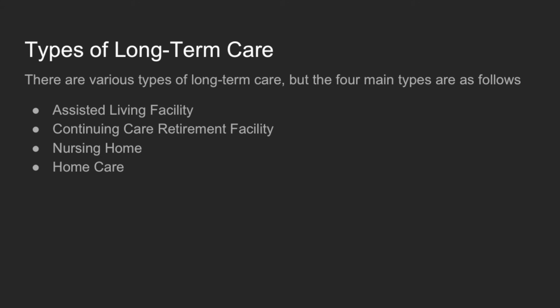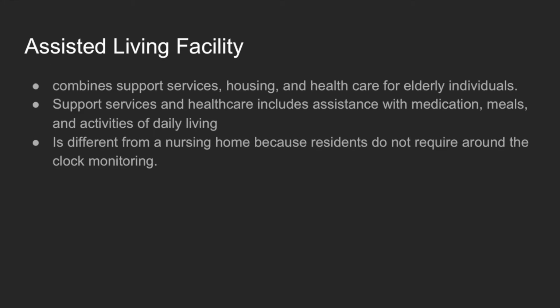So there are a couple different types of long-term care facilities. There are assisted living facilities, continuing care retirement facilities, nursing homes, and home care. And we'll just explain each of these really quick. So first we have assisted living facilities. They're different from a nursing home because the residents do not require around-the-clock monitoring. They basically provide support services to people to help them with activities of daily living, like taking their medication or meals.